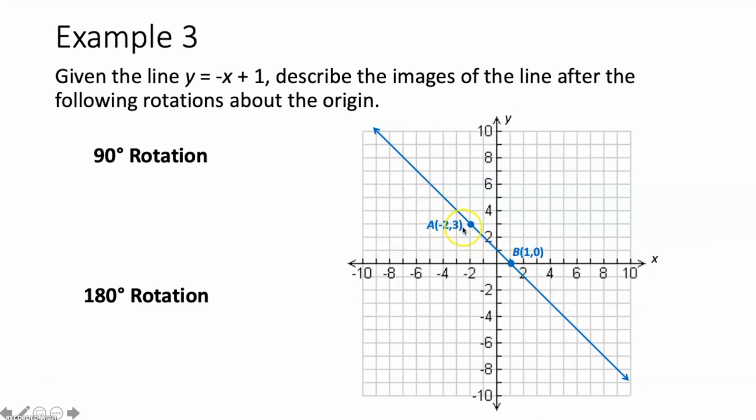Those 2 points now, I'm going to rotate 90 degrees about the origin. So how do I do that? Well, the 90 degrees counterclockwise rotation says that I'm going to take x comma y and make it negative y comma x.